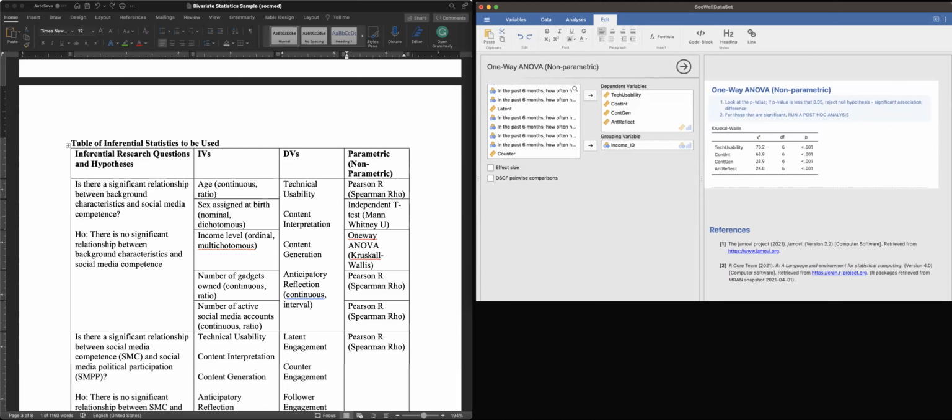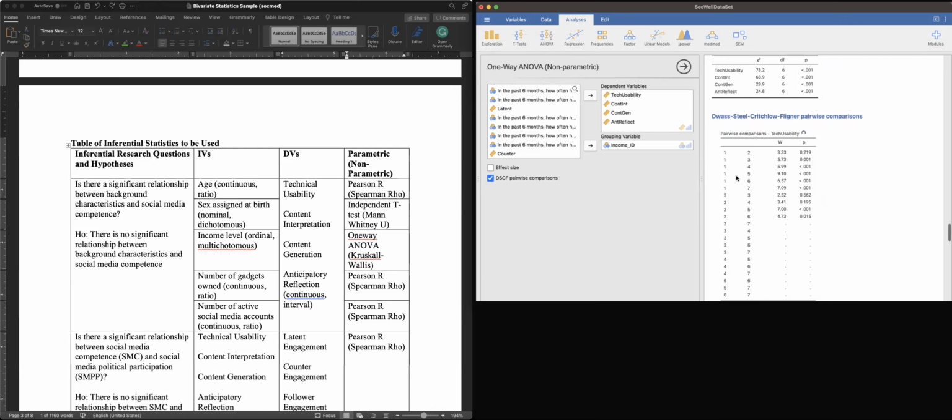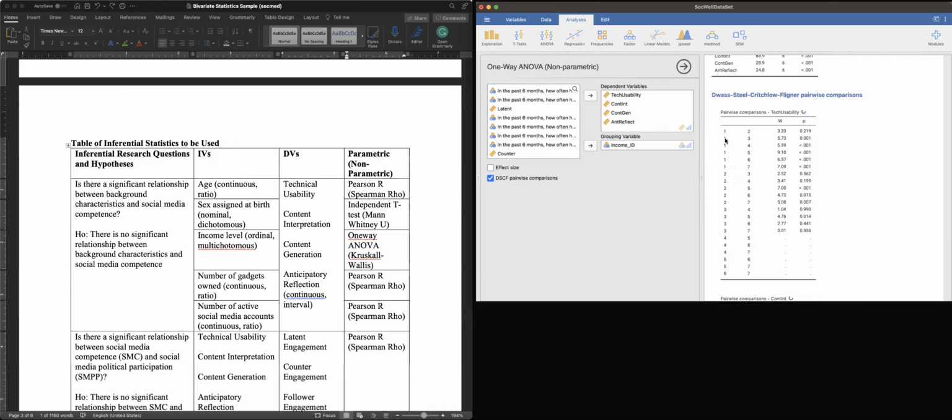And then the post hoc analysis is the DSCF pairwise comparison, and the Dwass, Steel, Critchlow, Fligner pairwise comparisons. I do hope that I didn't butcher those names, but what you do here is examine again which pairs have a p-value less than 0.05. And you see here 1 versus 3, 1 versus 4, 1 versus 5, 6, and 7.